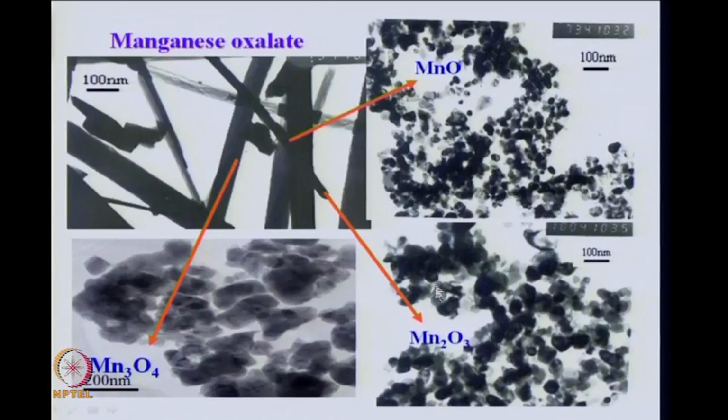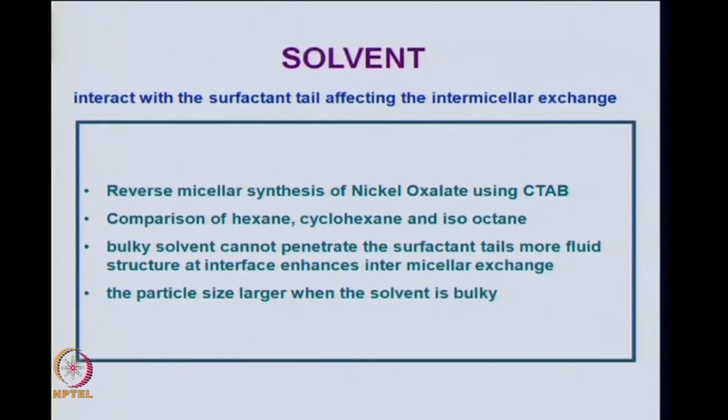So, here it is divalent and here it is trivalent, and here it is a mixture of divalent and trivalent. Depending on the conditions, the more oxidized the species, the higher the partial pressure of oxygen you need during decomposition. All these oxides are very important because nanostructured manganese oxides have a lot of applications in battery materials.